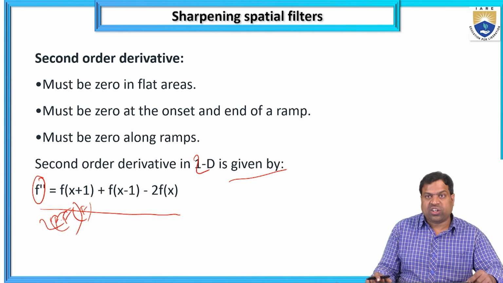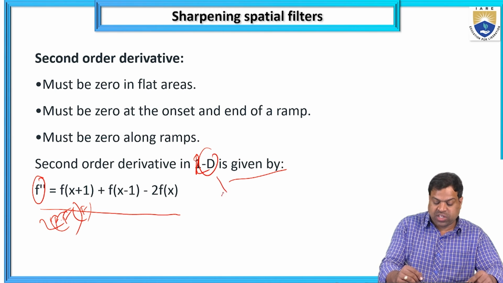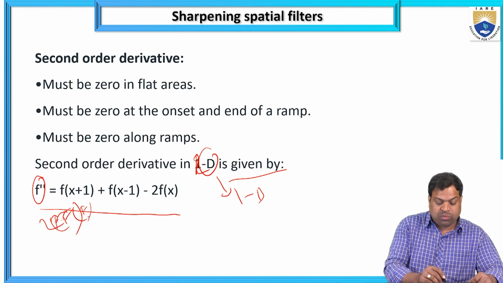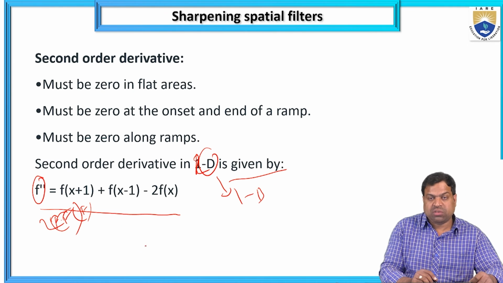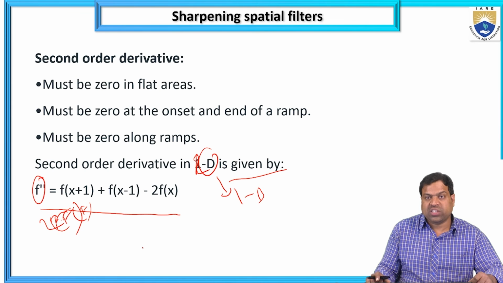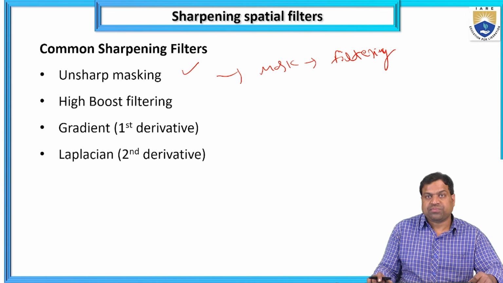And what is the second order derivative? It is a 1D function, take it as 1D. So f double dash equal to f of x plus 1 plus f of x minus 1 minus 2 into f of x. What are the common sharpening filters? Unsharp masking, high boost filtering, gradient as the first derivative, and Laplacian as the second derivative.